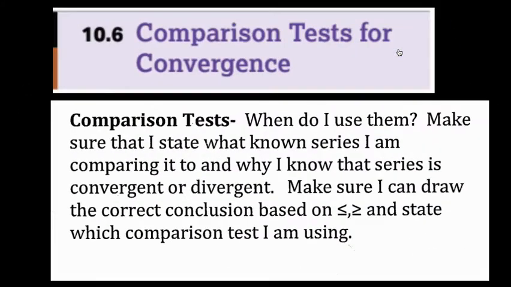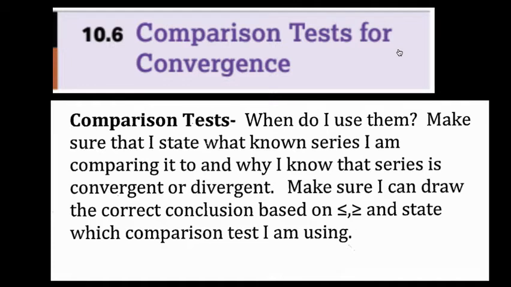So let's talk about those comparison tests. First, we have the limit comparison test and the direct comparison test. And we want to know, when do we use them? They're used primarily when they look a lot like a series we know to converge or diverge, usually a known p-series or a known geometric series. Make sure when you use it that you state what known series you're comparing it to and why you know that series is convergent or divergent.